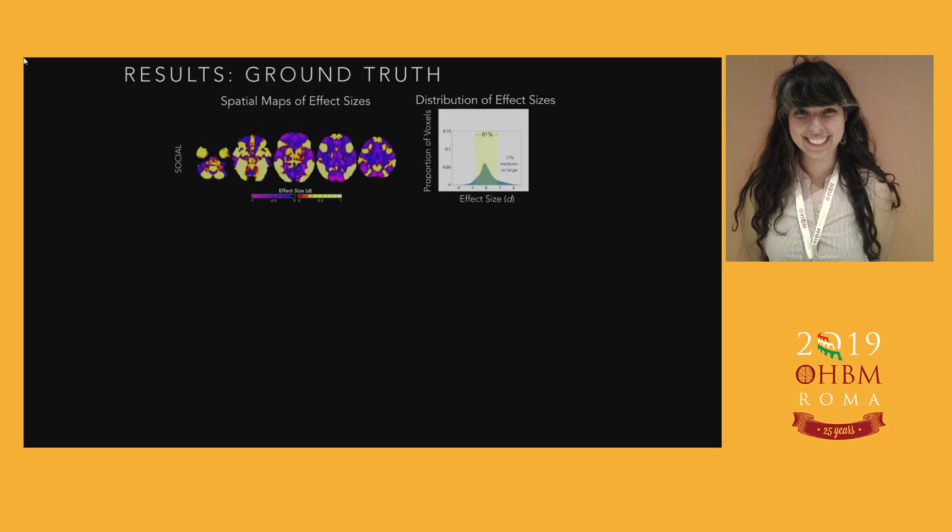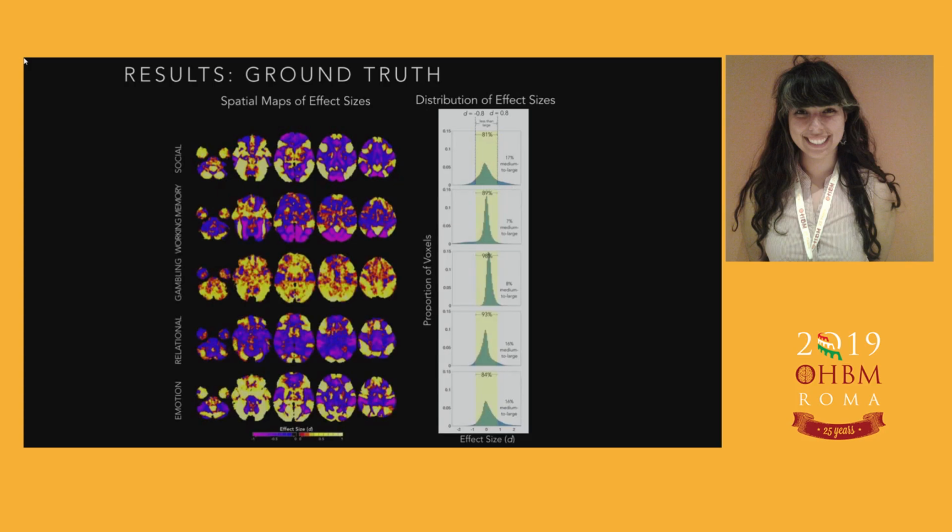And I'm going to highlight throughout this talk areas between large and negative large, so a Cohen's d of 0.8 and negative 0.8. And you can see for the social task, actually 81% of effects lie in this region. And this is pretty similar across tasks, where about 90% of effect sizes are large. Also, a side note, you can see that these effects tend to be distributed, which is a little bit different than the way that we typically think of clusters.